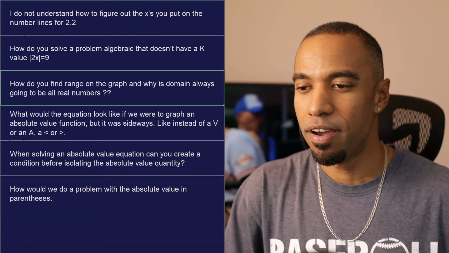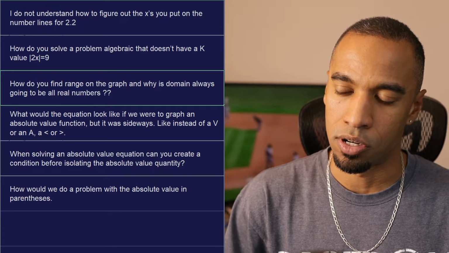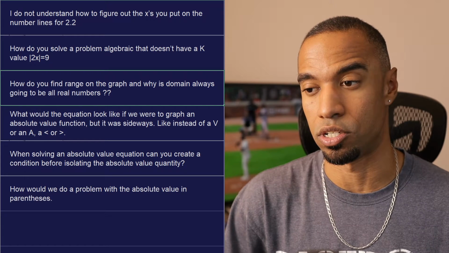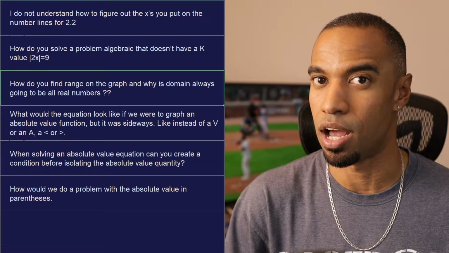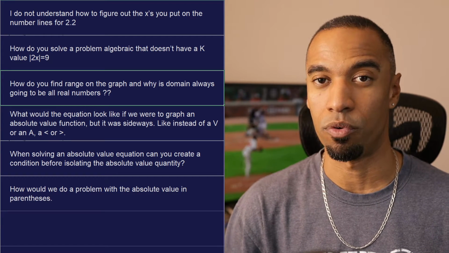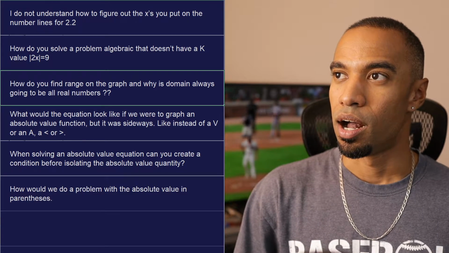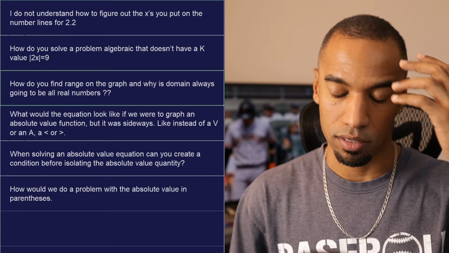Here we go. How do you find the range on the graph, and why is domain always going to be all real numbers? Okay, those are 2 questions. The second question to answer is domain is not always all real numbers. If you're talking about what I've been bringing up and when we've been graphing absolute value functions, the domain's all real numbers. Why is domain all real numbers? Yeah, let's answer that first.